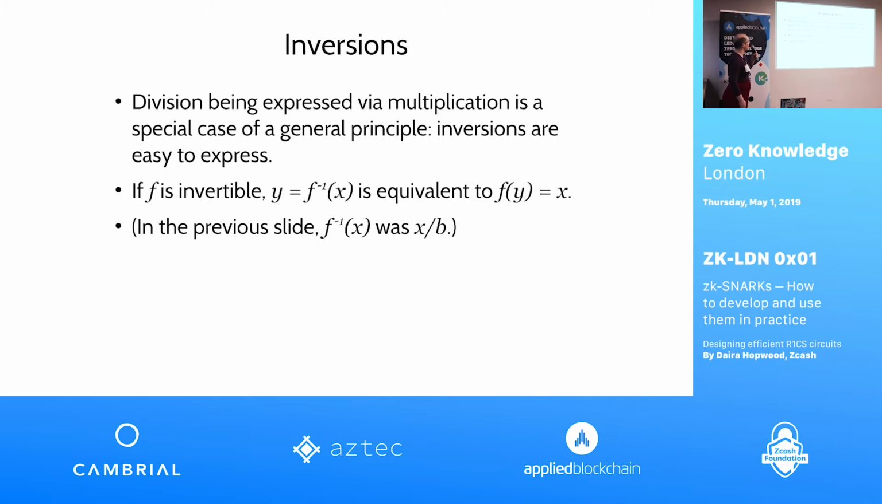Okay. So that was just a special case of a more general principle that you can invert any function. So if f is invertible, then we can apply f to both sides. We get f of y equals x. Okay. So, for example, if you want to prove that you have a preimage of a hash function, you don't have to represent the inversion of the hash function. You just implement the forward direction, or whichever direction is easiest, actually.